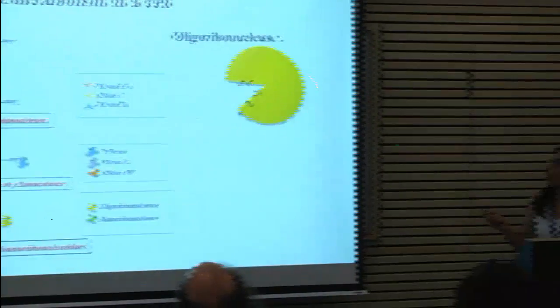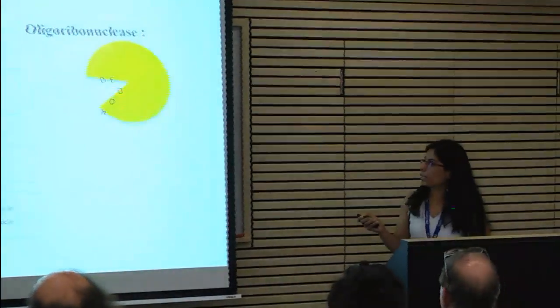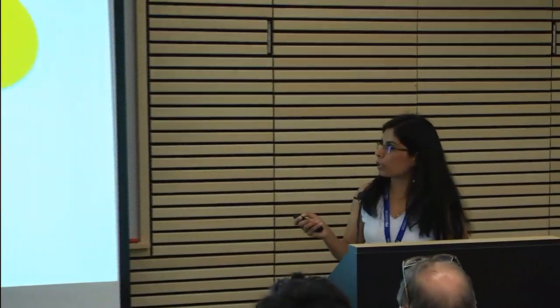Okay. So oligoribonuclease is comprised of DEDD-DHH residues, and we are doing the structural characterization and functional characterization of this protein in Mycobacterium smegmatis. Thank you.